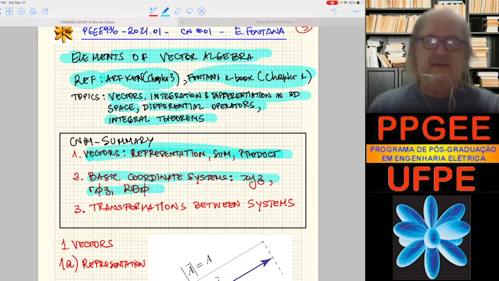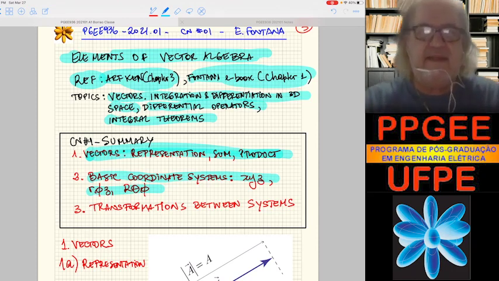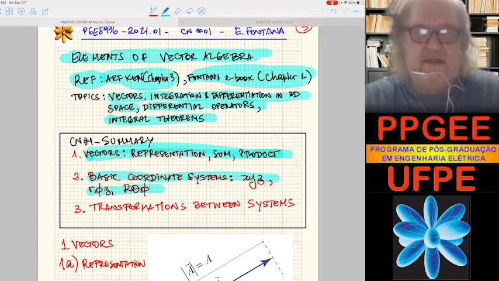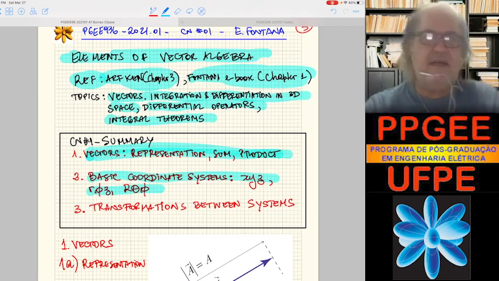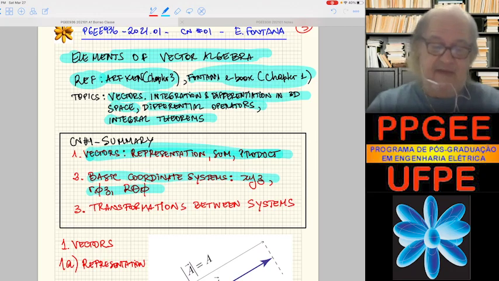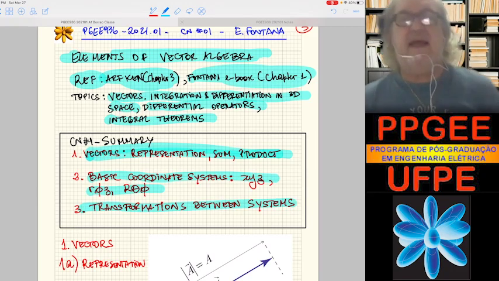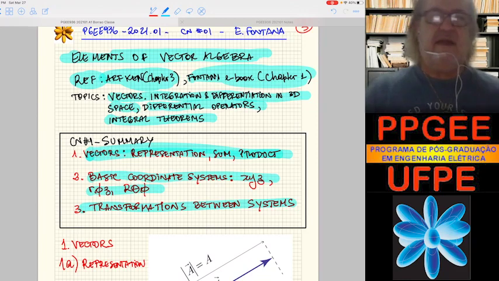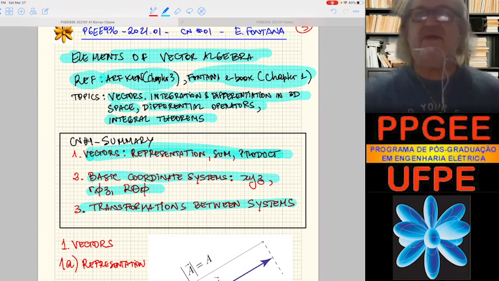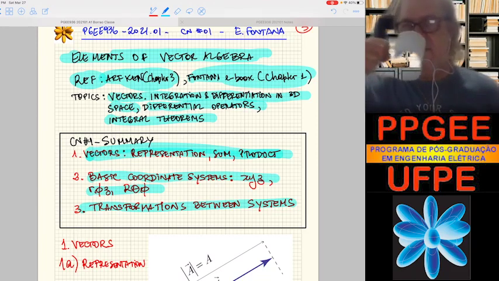Arfken mentions that there are many more coordinate systems, but knowing the basic way to build a coordinate system, you can work in any other different system, okay? We are going to explore just those three because it's already a lot of work talking about those three systems. And finally, today we're going to conclude the lecture by defining the way to transform between different systems, how vectors get transformed, and so on.